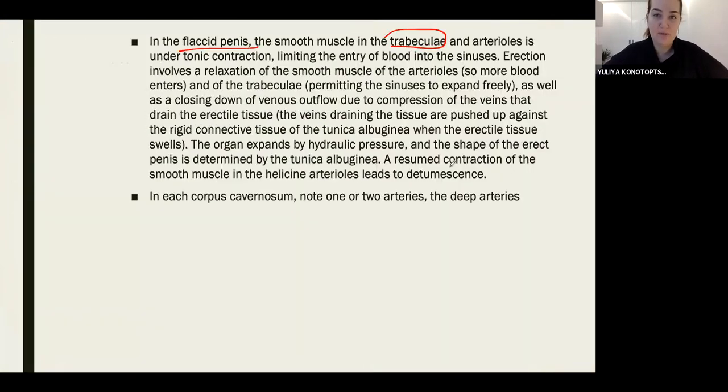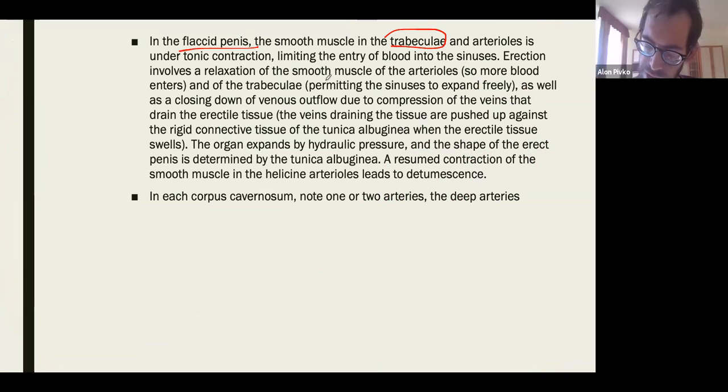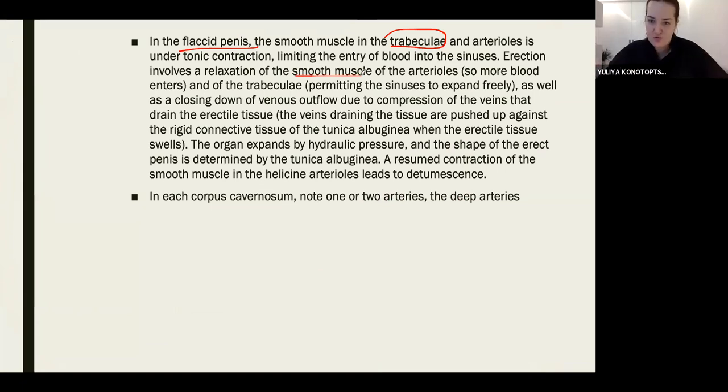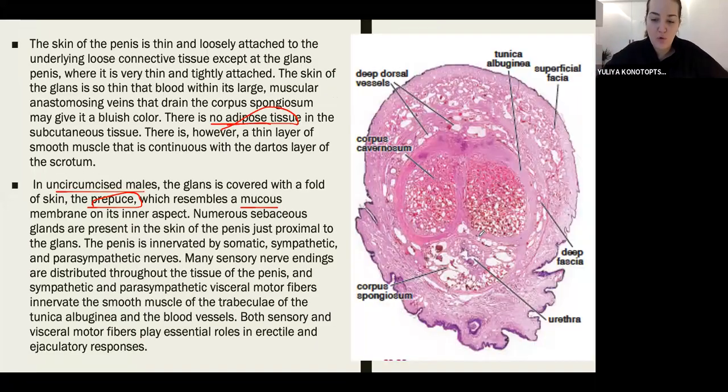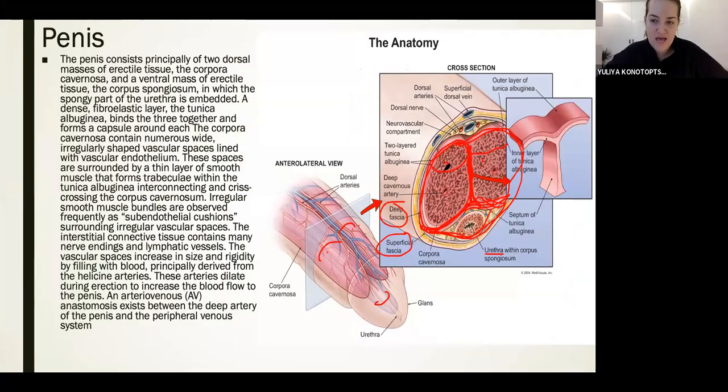So how does erection happen? Due to some kind of stimulation, could you tell me, would it be sympathetic or parasympathetic? Parasympathetic, very good. These smooth muscle cells will relax. So the trabecula start to enlarge, they are relaxing. As they relax, the blood starts to flow into the cavernous sinuses, so they start to get filled. And as the blood is filling this area, you can agree with me that the corpora cavernosa start to expand, like that.